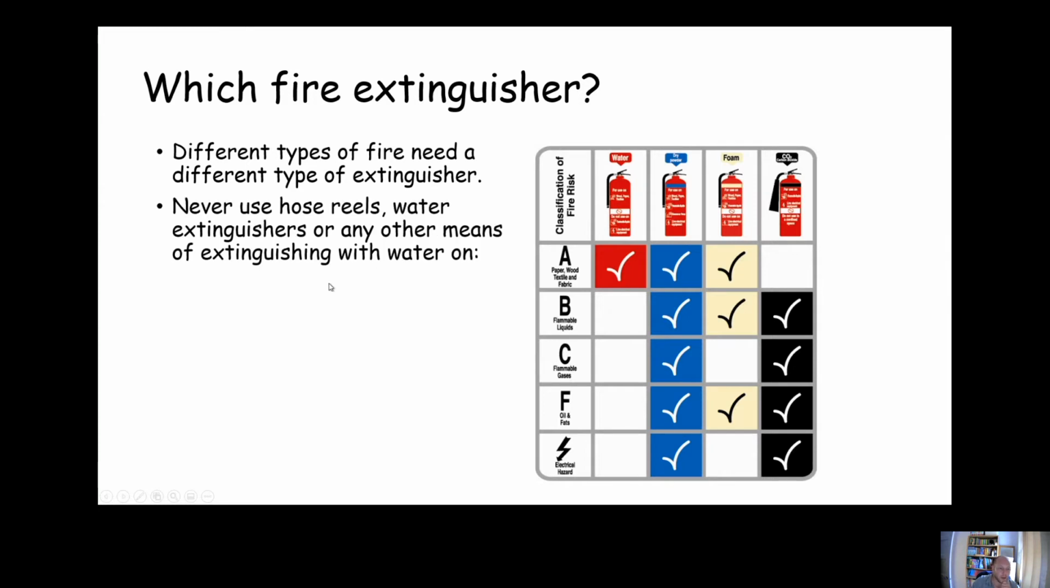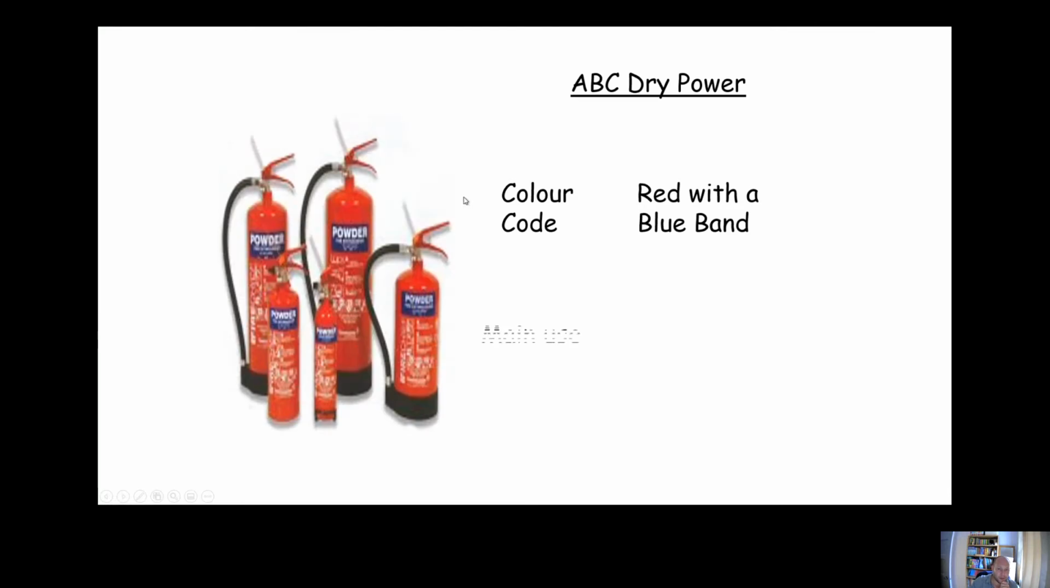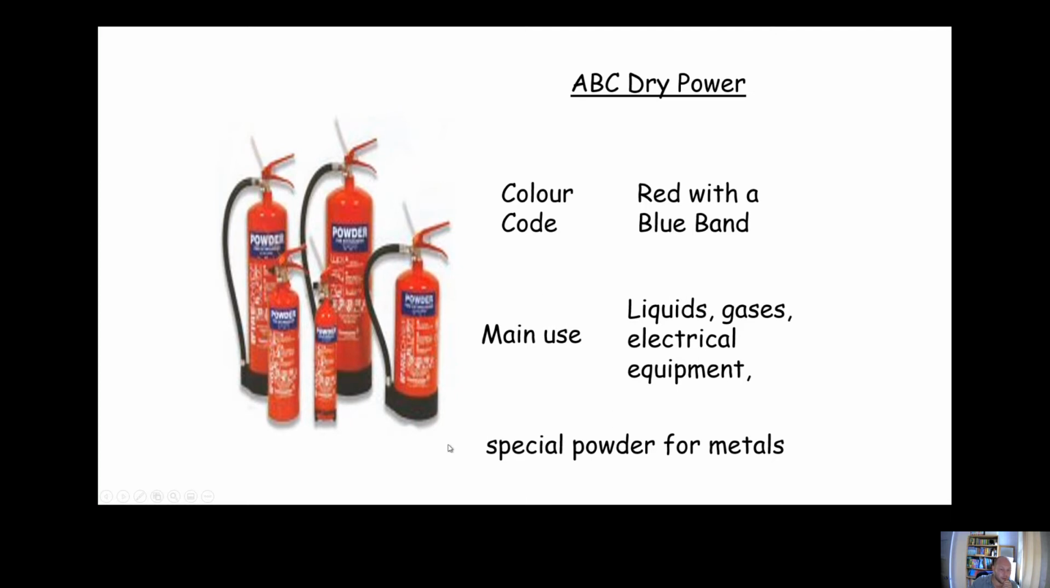Okay, so you shouldn't use hose reels which contain water, or water extinguishers, on live electrical equipment, any fire containing fats, oils or paints, because it will cause them to flare right up, or any metal fire, or any electrical fire, because then you're at risk of electrocution. Okay, ABC dry powder is mainly red with a blue band. It can be used for solids, liquids, gases or electrical equipment. There is a special type of powder extinguisher which can be used to put out metal fires.